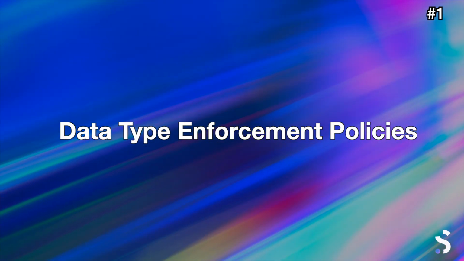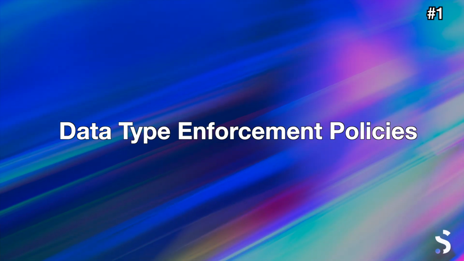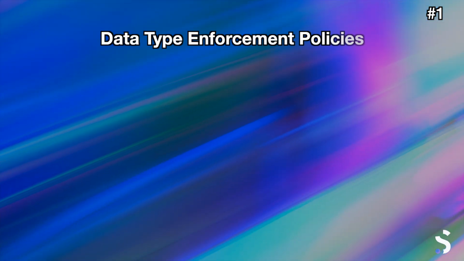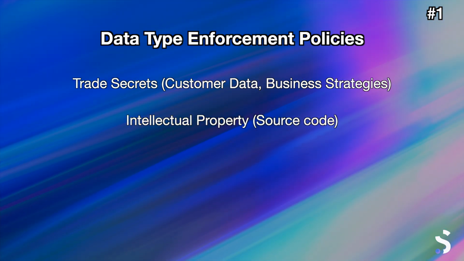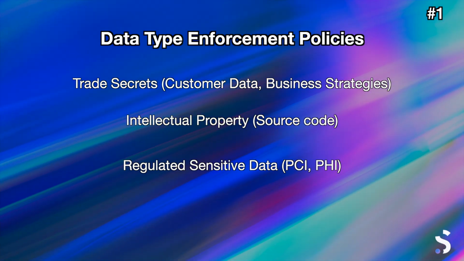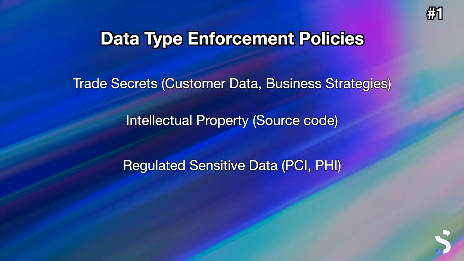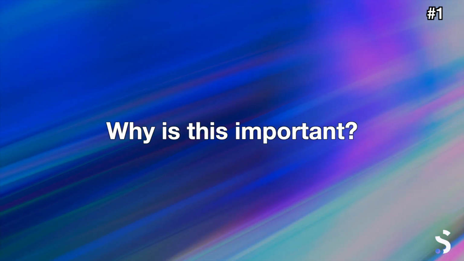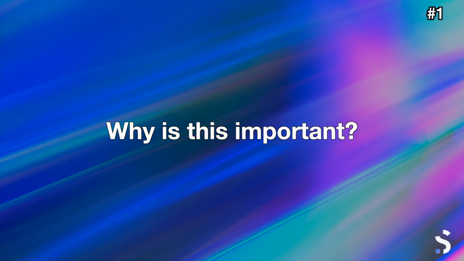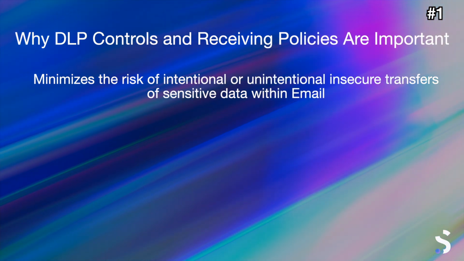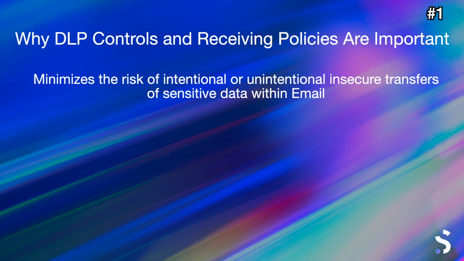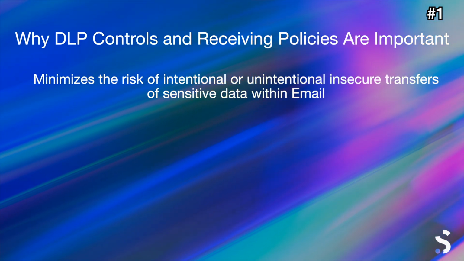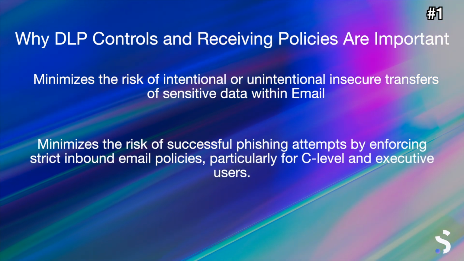Equally important is data type enforcement. Organizations should define policies based on the specific categories of data that exist within their Microsoft 365 environment. This includes trade secrets, intellectual property, and regulated sensitive data such as PCI and PHI, particularly for organizations operating in highly regulated industries like healthcare or finance. These controls significantly reduce the risk of accidental or intentional data leakage by enforcing policy-based restrictions on what sensitive data should never appear in Outlook, OneDrive, SharePoint, or shared Teams links.